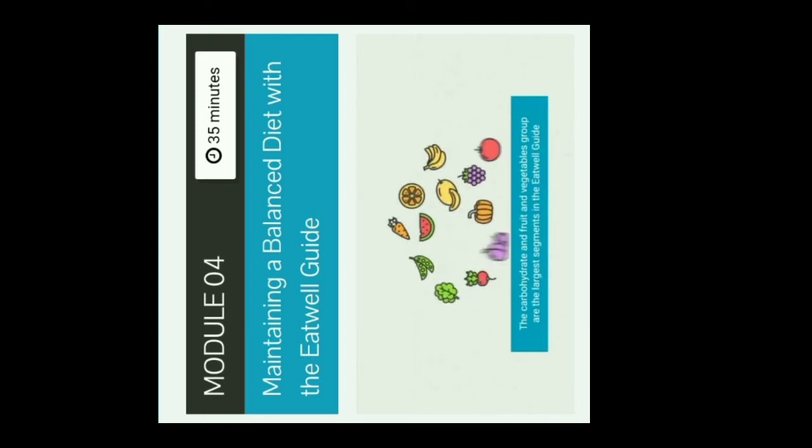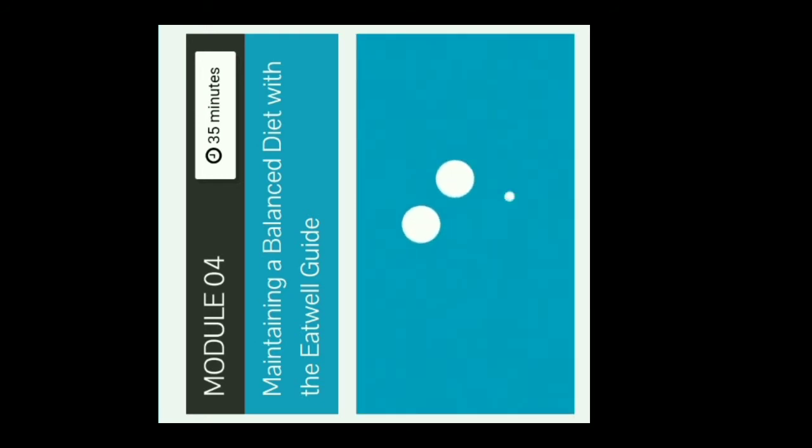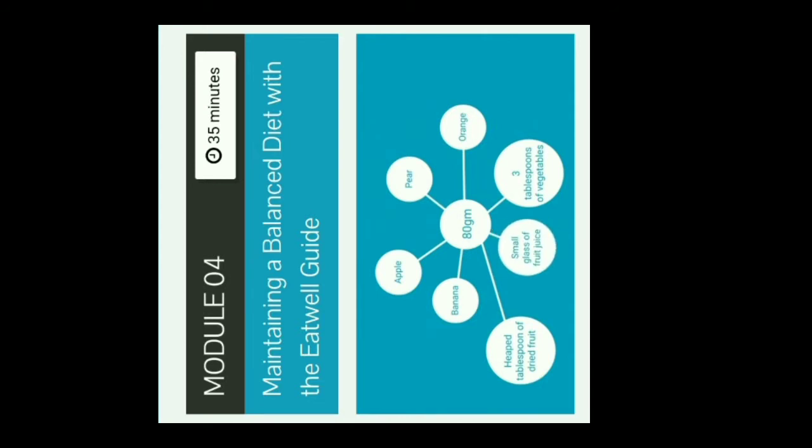The carbohydrate and fruit and vegetables groups are the largest segments in the Eat Well guide, meaning the majority of our food should be coming from these groups. Fruits and vegetables are good sources of vitamins, minerals and fibre, and we should aim for 5 portions a day, whether in fresh, frozen, canned, dried or juiced form. A portion is roughly 80 grams, equivalent to a fruit such as an apple, pear, banana or orange, 3 tablespoons of vegetables, a heaped tablespoon of dried fruit or a small glass of fruit juice.